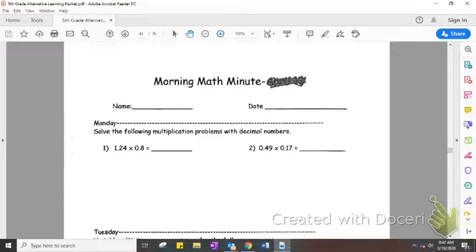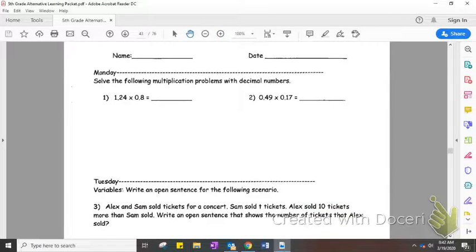Alright, so here is the first math minute that's in your 5th grade alternative learning packet. I'm going to go over as much of this as I can and you can follow along. You should be checking your work. You also should have already done this. It doesn't help you to copy from me off the board. You should try it first, okay?